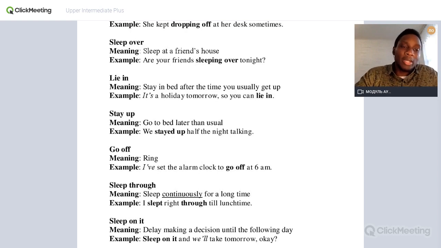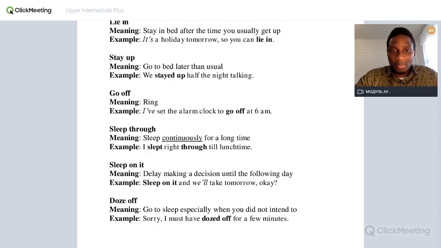And then we have sleep on it. Sleep on it means delay making a decision until the following day. So it usually means when you have something important to decide, but you're not in a hurry to make a decision. And then you say, okay, I'm going to sleep on it, and then I'll make a decision the next day. That's what it means. So sleep on it, and we'll talk about it tomorrow.